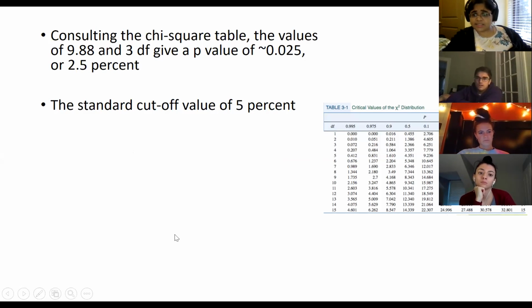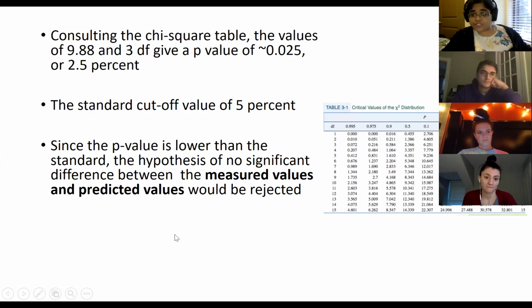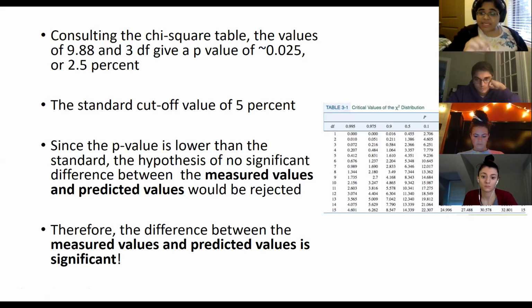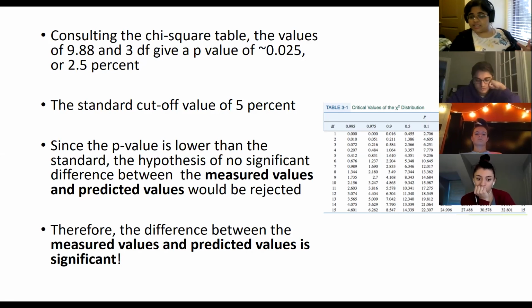So in that case, the hypothesis that there is no significant difference between these observed values and expected values ends up rejected, meaning that there is a significance in the difference between these values. Does that make sense?